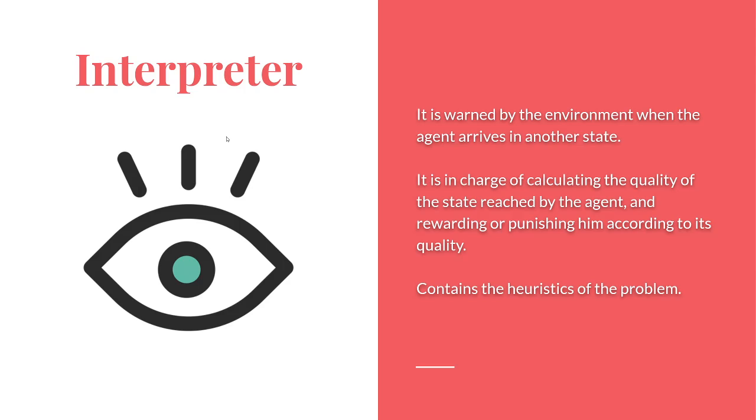The interpreter is the last element, and it contains all the heuristics and all the methods that can be used to qualify how good a state is. It starts working when the message from the ambient arrives. This message contains all the information that is needed. With this information, the interpreter qualifies the state with heuristics, and then it sends the information to the agent.